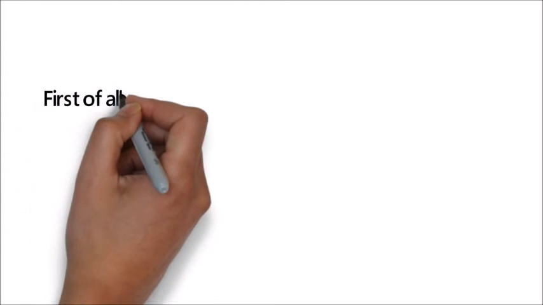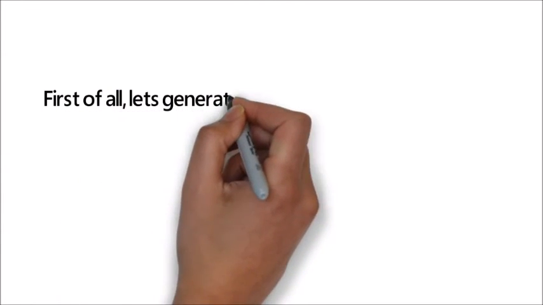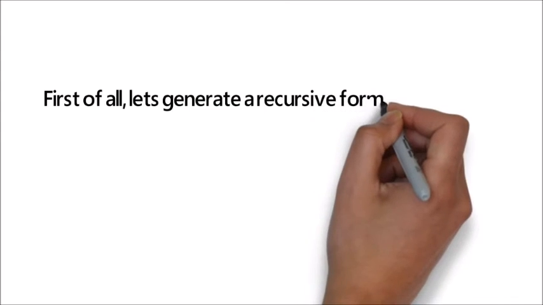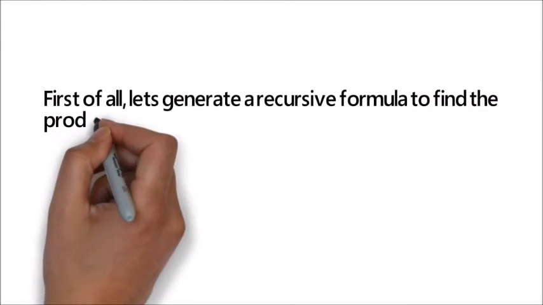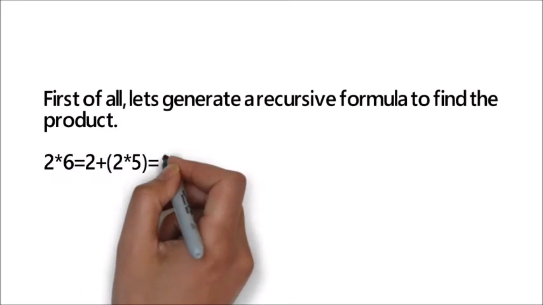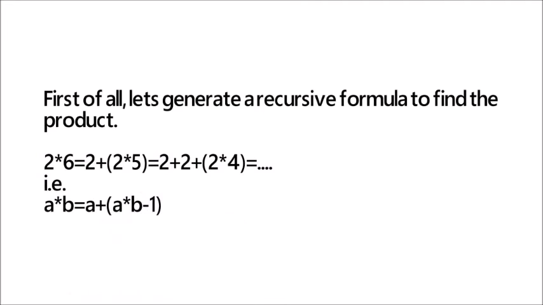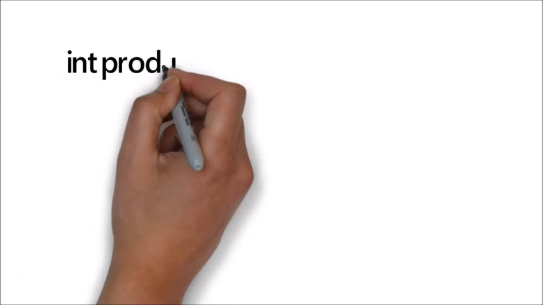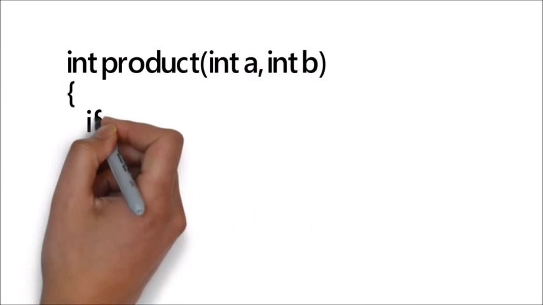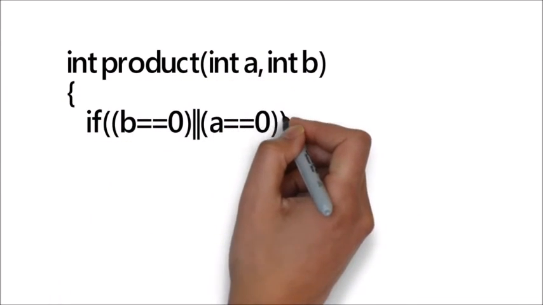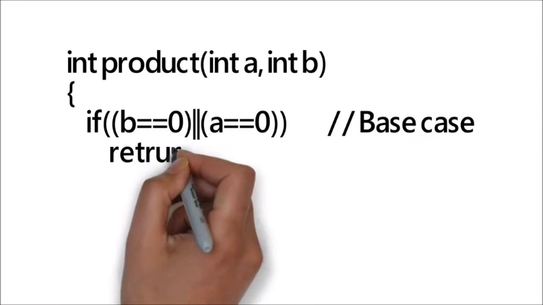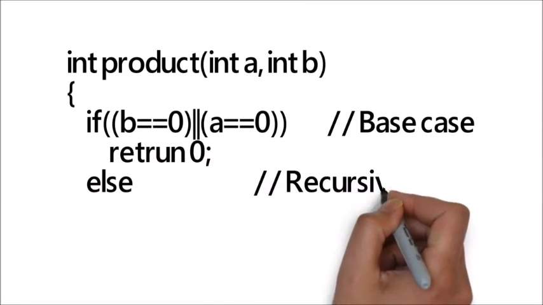As we have already got familiar with some of the recursive techniques, let's first try and generate a recursive formula for the product of any two numbers. Let's take an example. 2 multiplied by 6, or 2 times 6, means adding 2 six times. That implies 2 into 6 equals 2 plus 2 into 5 equals 2 plus 2 plus 2 into 4, and so on. And our base case will be if b equals 0, return 0. And our recursive case will be return a plus product(a, b minus 1).